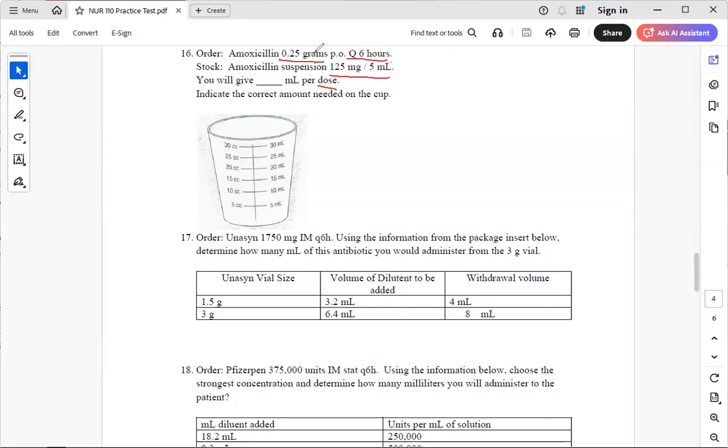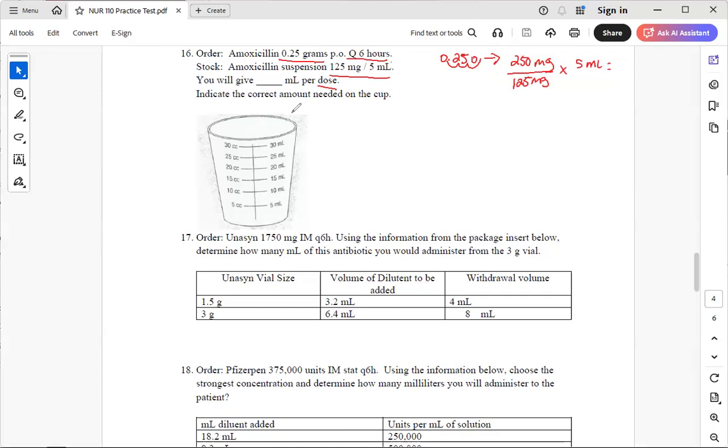So we have a discrepancy between grams and milligrams. We want to make sure that we reconcile that discrepancy, and we just do so by converting grams to milligrams. So 0.25 grams, all I'm going to do is move my decimal point over 3, which gives me 250 milligrams. So that's my order, 250 milligrams over my available 125 milligrams times my 5 ml.